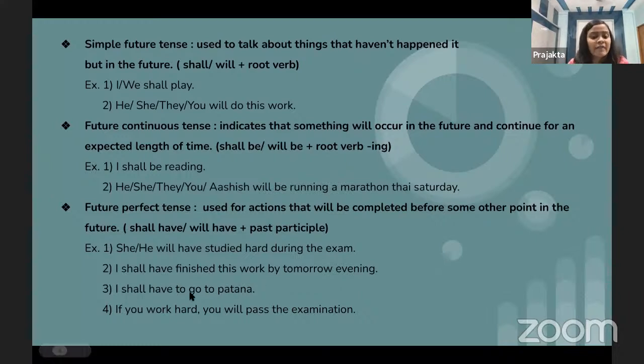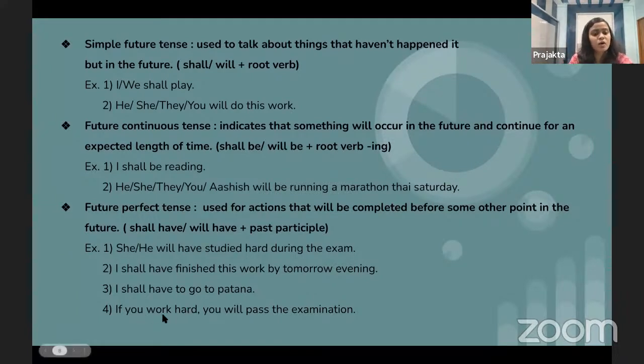I shall have to go to Patna. Here it is an order or a compulsion. So we use have to, has to in the sentence. These are also helping verbs. When necessity, order or compulsion is there, we use have to, has to and had to in the sentence. I shall have to go to Patna. That means मुझे पटना जाना ही होगा.